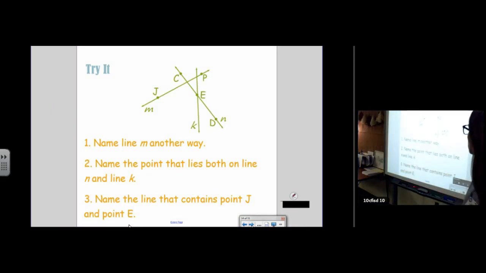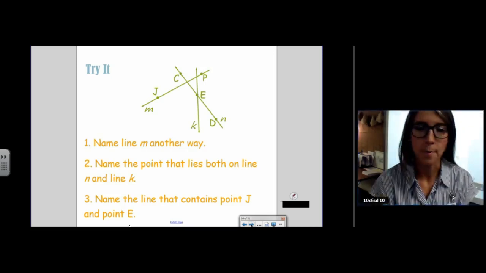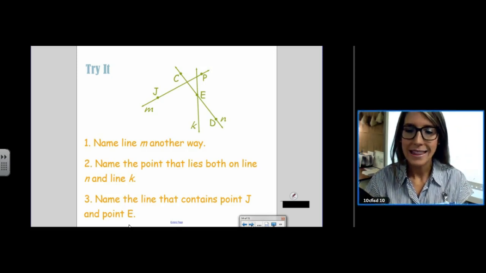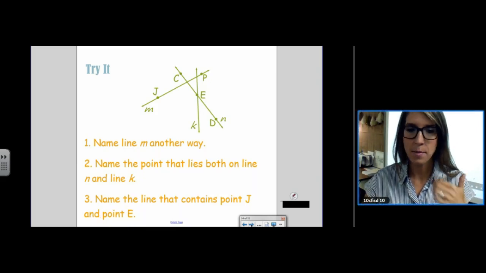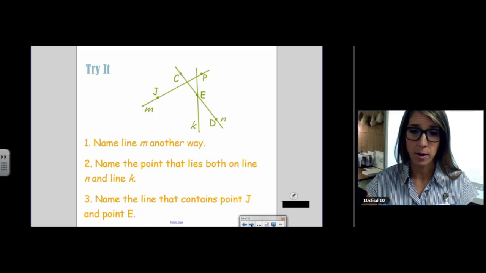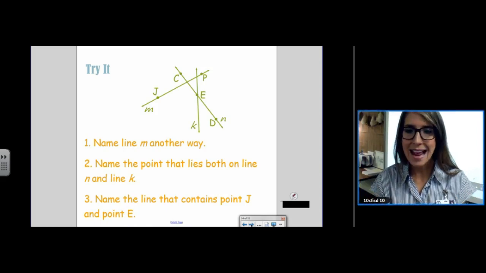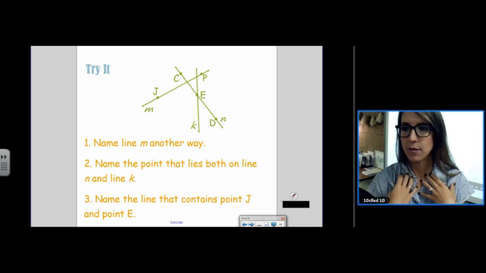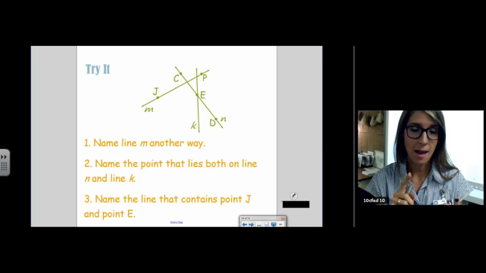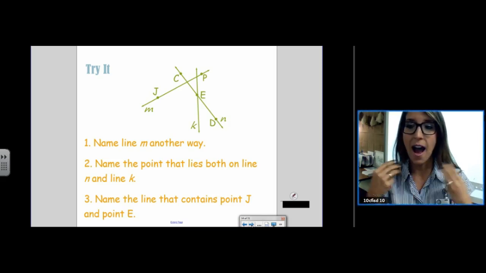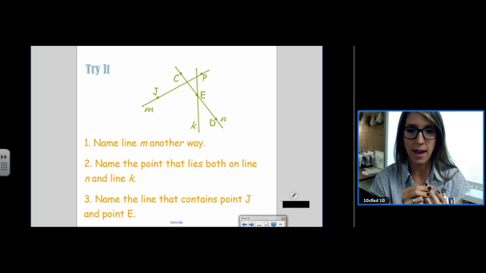Let's look at this picture. All right. We're going to name line M another way, and it's hard. You guys can't do notation when you're typing, but think of how you would write it down on paper. How else could we name line M? Like, you could name me different ways. I'm Miss Tanton. I'm Amanda. I'm Mommy at home. So I, as a person, can be named at least 3 ways.